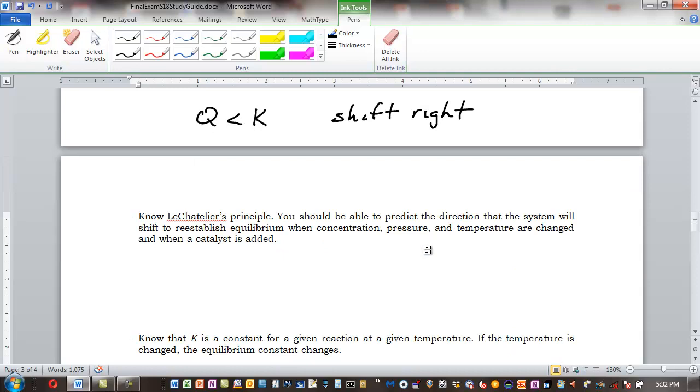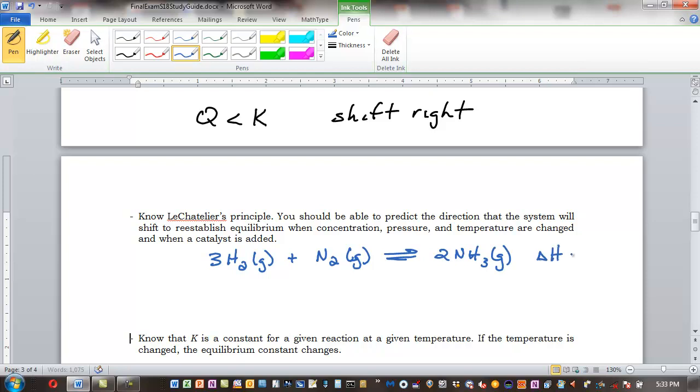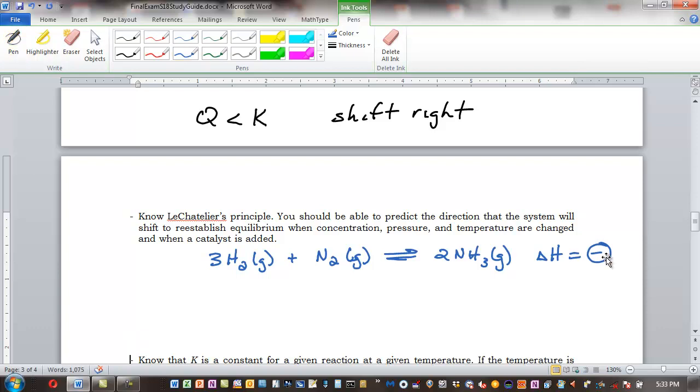Le Chatelier, the French guy. So let's look at this reaction and just do a couple of different scenarios with Le Chatelier.